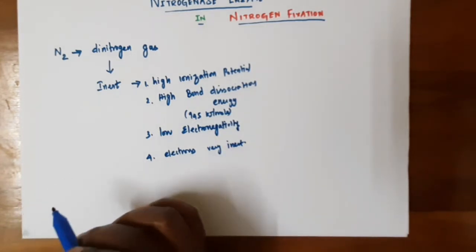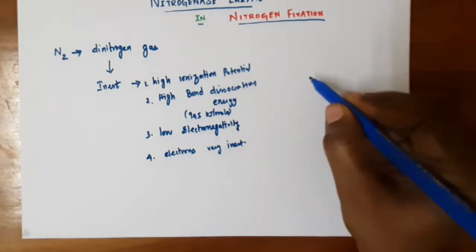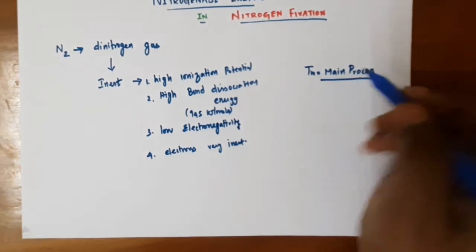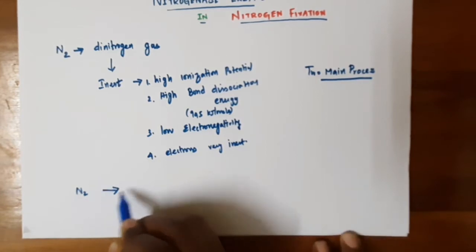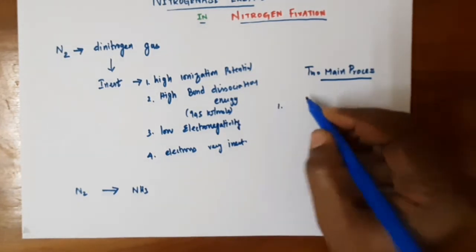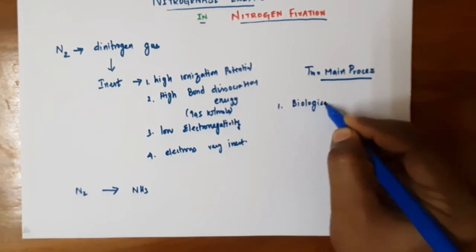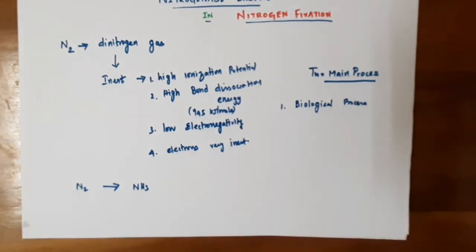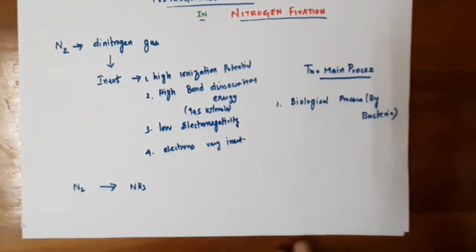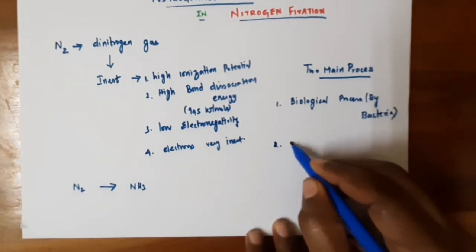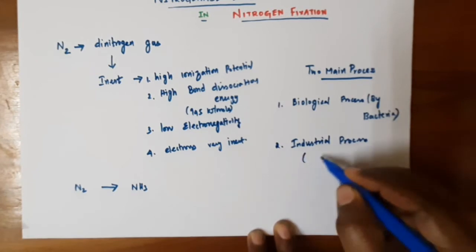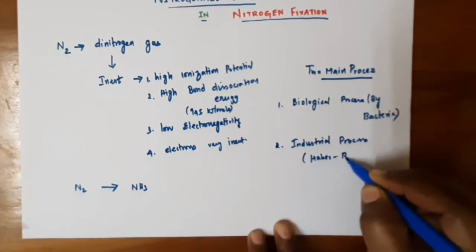It can be converted into another form, ammonia, by two main processes. The first one is the biological process, which is facilitated by bacteria, and the second is the artificial or industrial manner, through the well-known Haber-Bosch process.